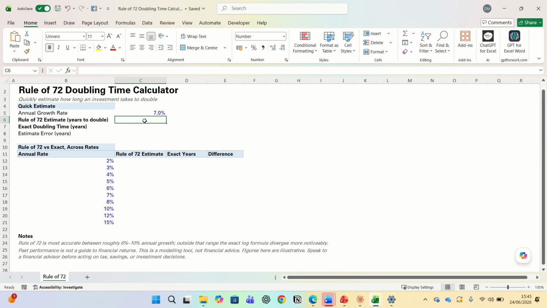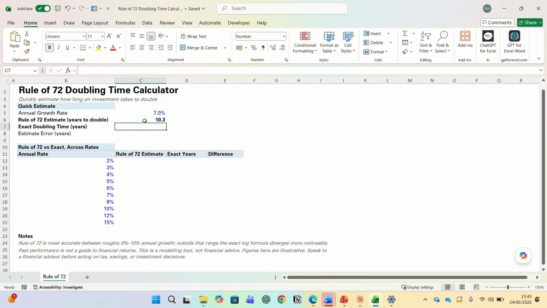The rule itself is simple. The amount of years it takes for a given amount to double is approximately equal to 72 divided by the annual growth rate. We first build that as a single formula. So we type equals 72 divided by, and then open brackets, we take the percent annual growth rate, and then we multiply this by 100. We can then close brackets and click enter.